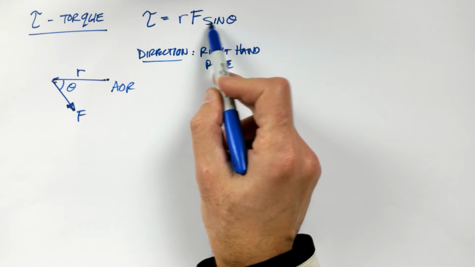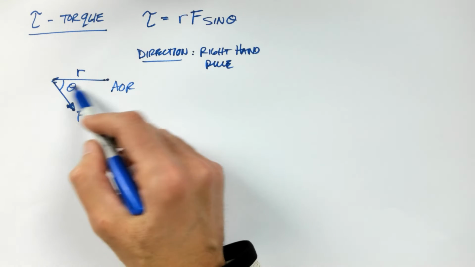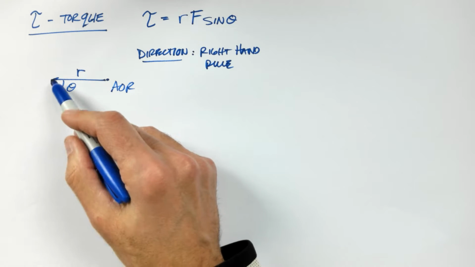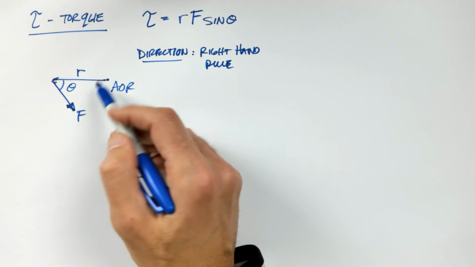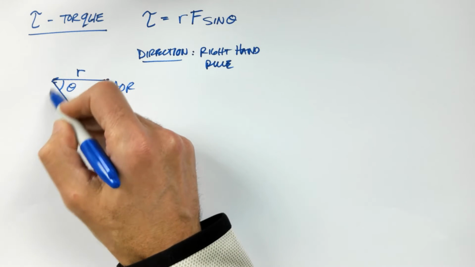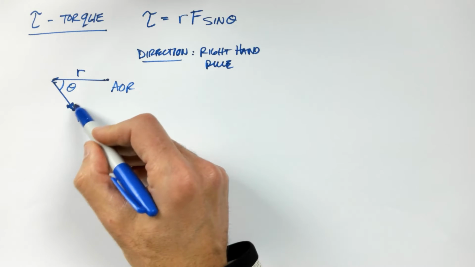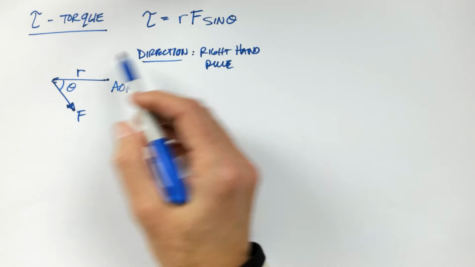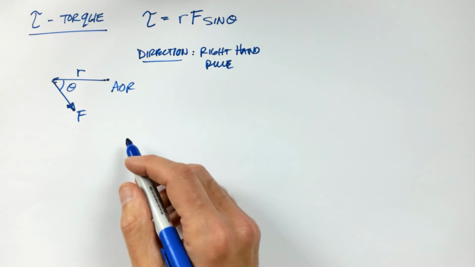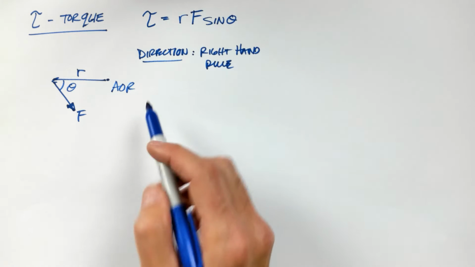And really what we're talking about here is that this sine theta is the perpendicular component of either this force or the lever arm. You can either use the perpendicular force vector, or we would use this distance here, which would be r sine theta. So it's giving you the perpendicular value here as it relates to these two vectors.